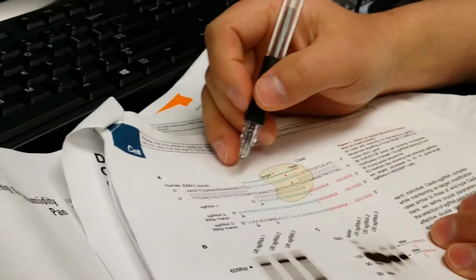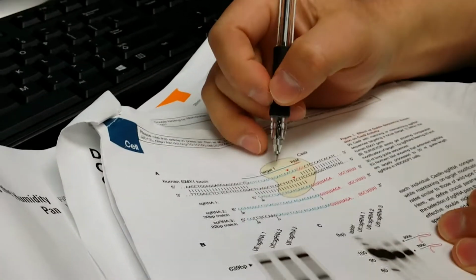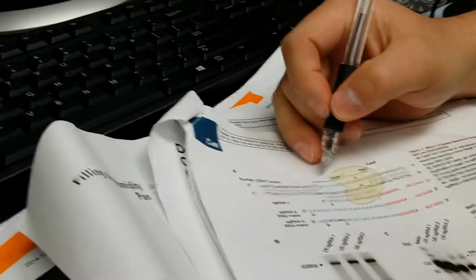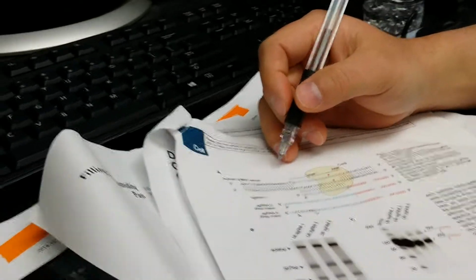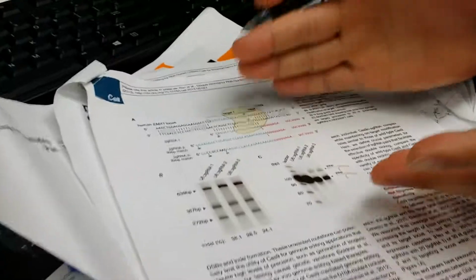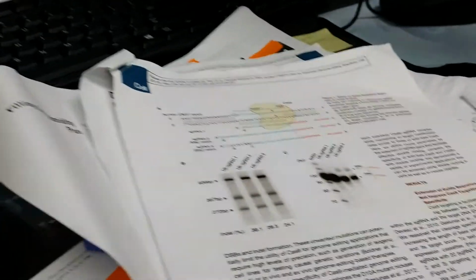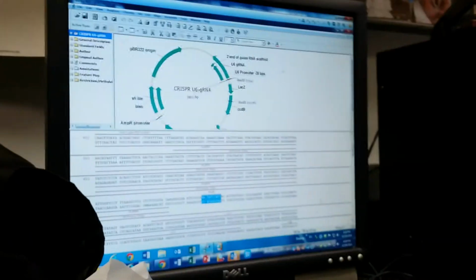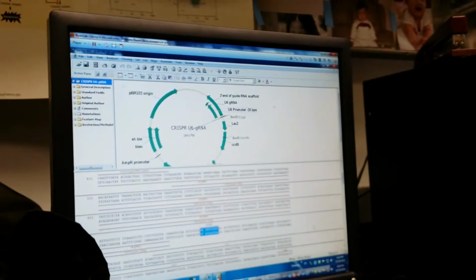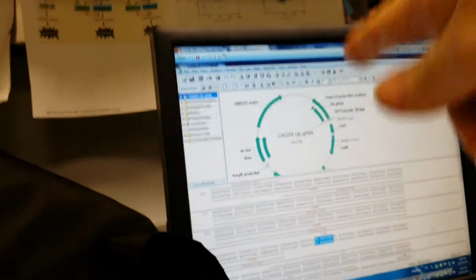That's a good question. You mean just 25 base pairs? Yeah, 20 base pairs, I think. 20 base pairs goes into there. And then you ligate this into the plasmid, and then put the plasmid into the cells, whatever cell you want.